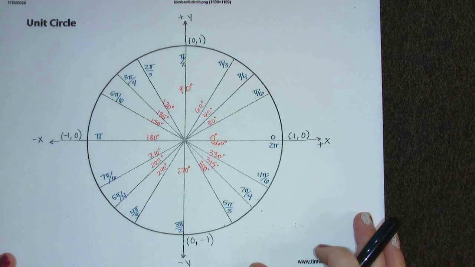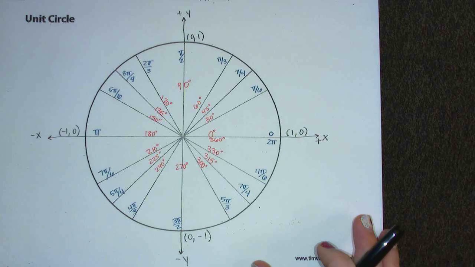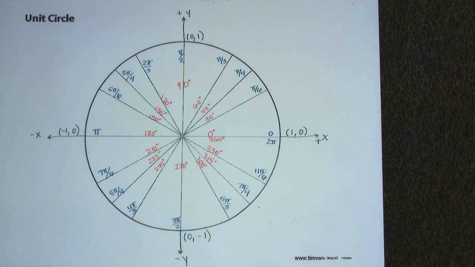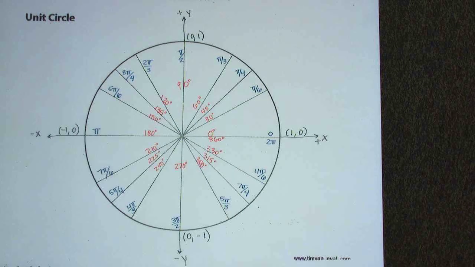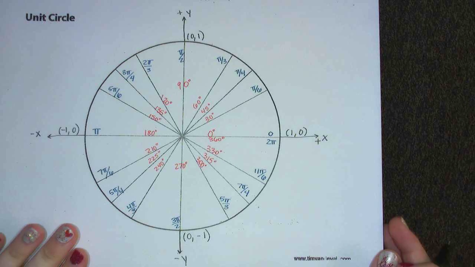Alright, so now change colors again. Let's see. I'm going to do the pi over 4 ones first all the way around. So, what color do I want? Green? Okay, green. Sounds good. Also, I might have miscounted. We might only need 6 colors, but anyways.